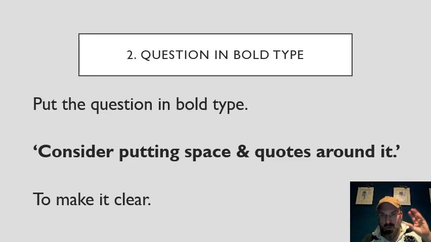So what do you need to do next? You need to put the question in bold type. Now, what you could also do is put spaces around it so that it's crystal clear what that question is. You must put it in bold type, so it's very, very obvious what it is. Very tiny thing, but it makes a difference, and it's a requirement. So make sure it's done.